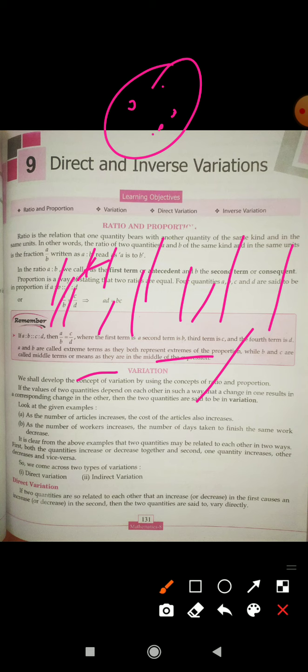So it is clear from the above examples that two quantities may be related to each other in two ways. First, both quantities increase or decrease together, and second, one quantity increases and the other decreases, and vice versa. So we have two types of variation: direct variation and inverse variation. In direct variation, two quantities are related such that an increase or decrease in the first results in an increase or decrease in the second. This is direct variation.